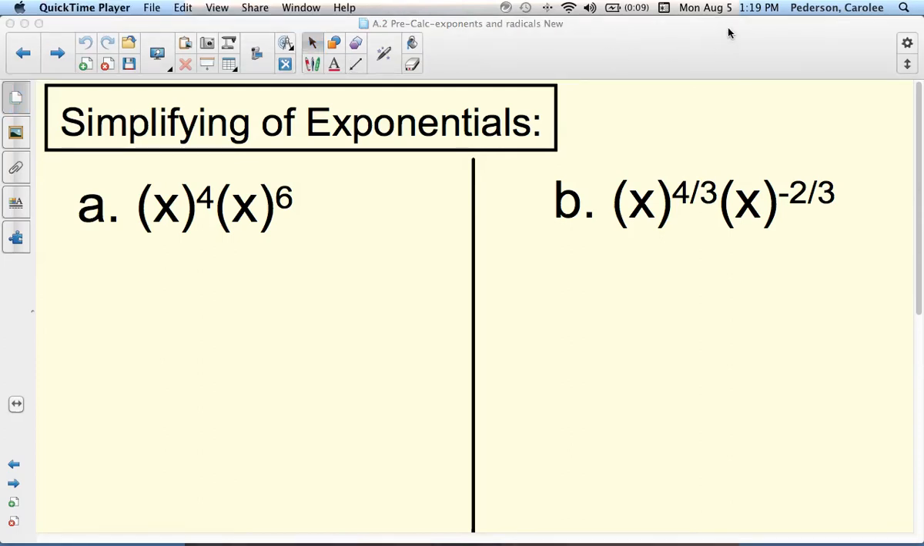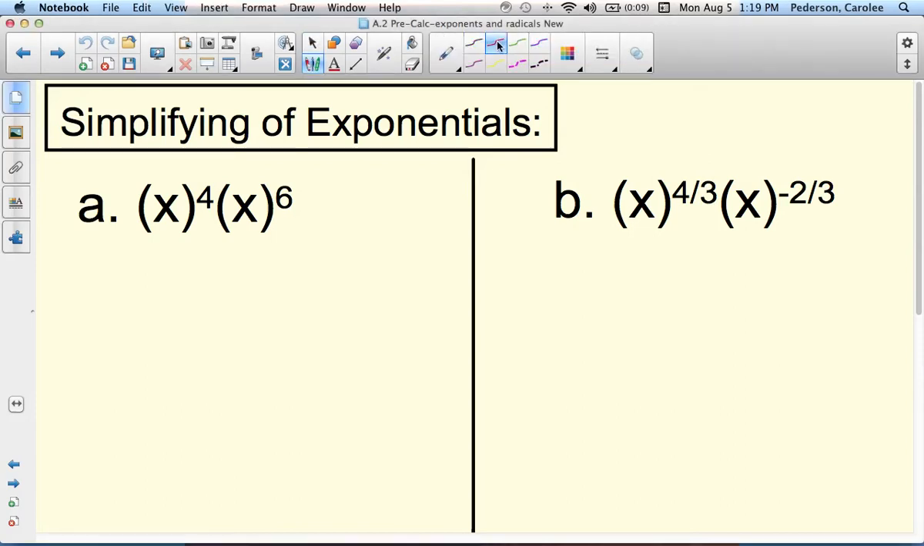This is simplifying exponentials. We're going to multiply two exponential terms together.